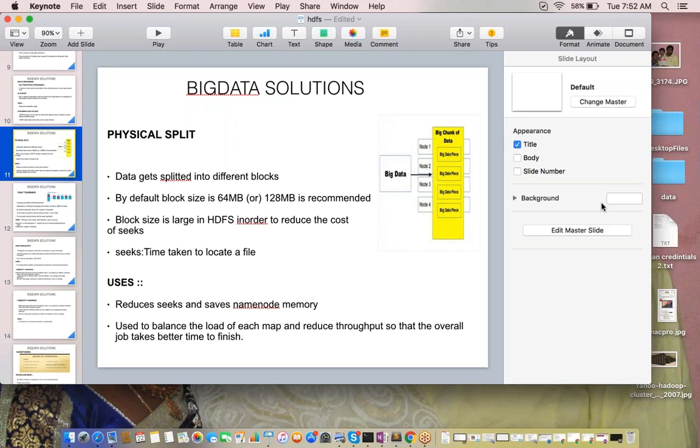Okay, very good. And a block is a physical split, a physical memory where the data is stored.